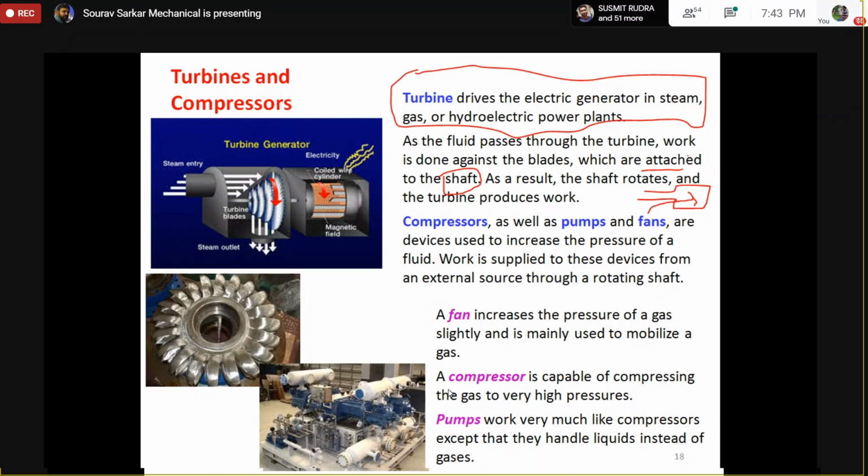Just like I told you, there are two things you can do. Some fluid is coming with some energy, you can extract the energy, and finally the fluid will leave the system with a low amount of energy. In the other case, the fluid is coming and you are adding some energy to this fluid. What kind of energy can you add? You can add pressure, you can add velocity. Due to that, the leaving fluid has higher energy. That is basically called the compressor.